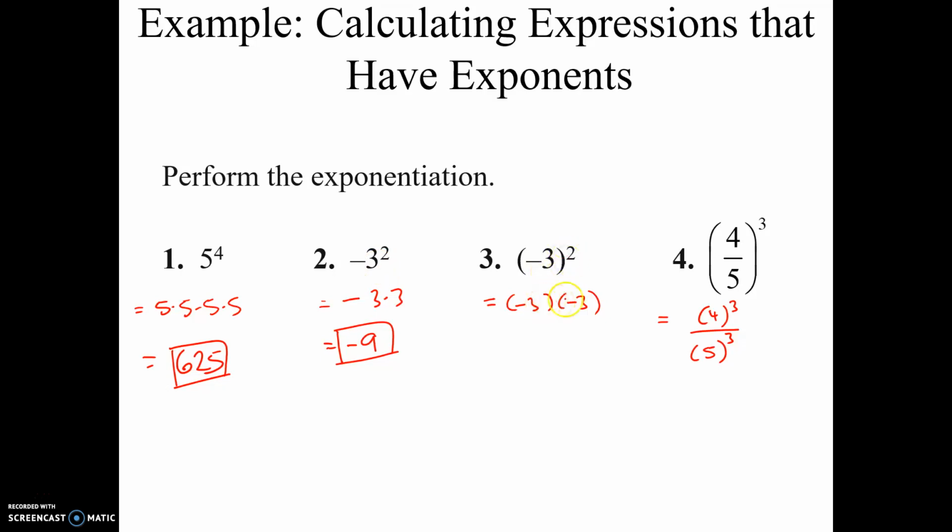Parentheses negative 3 squared is negative 3 times negative 3, which is positive 9. 4 cubed is 64, 4 times 4 times 4. 5 cubed is 125, 5 times 5 times 5. So here the answer is 64 over 125.